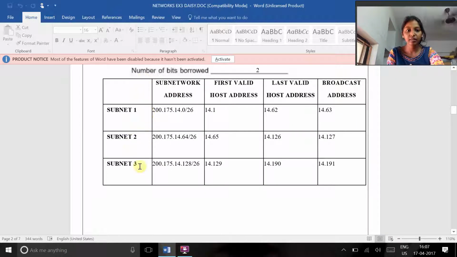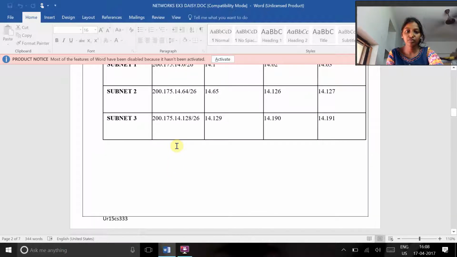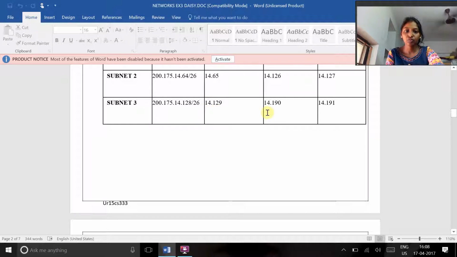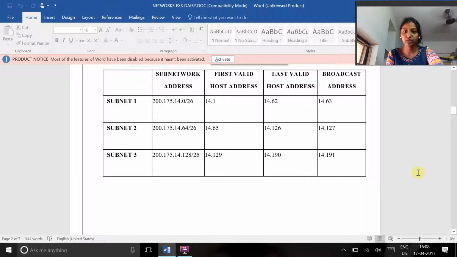Let's take the subnets as subnet 1, 2 and 3. The subnetwork address for subnet 1 is 200.175.14.0/26, and the first valid address will be 14.1, and the last valid host address will be the second subnet address minus 2, that is 200.175.14.62, and the broadcast address will be the increment of the last valid host address, that is 14.63. And here we have the second subnetwork address as 200.175.14.64/26, and the first valid address will be the increment of the subnetwork address, that is 14.65, and the last valid address is 128 minus 2, that is 126, and the broadcast is 127. Here the third subnet will be 200.175.14.128/26, and the first valid is 14.129, and the last valid address is 14.190, and the broadcast address will be 14.191.